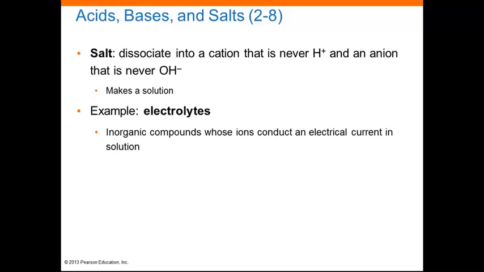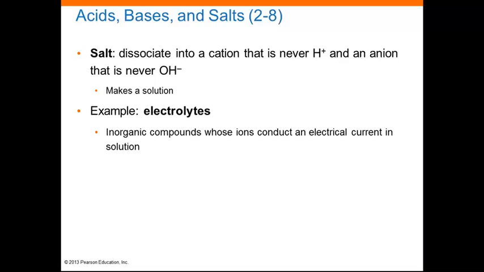In table salt, sodium chloride, in solution, it disintegrates into sodium ions and chloride ions. Neither one of those is a hydrogen, and neither one is a hydroxyl. So it won't impact your pH as much as an acid or a base. And this dissociation of salts then makes a solution. Examples of salts which are important in anatomy and physiology are electrolytes.